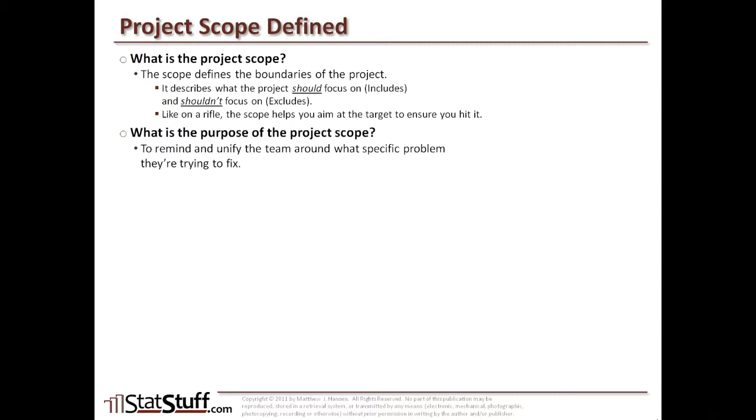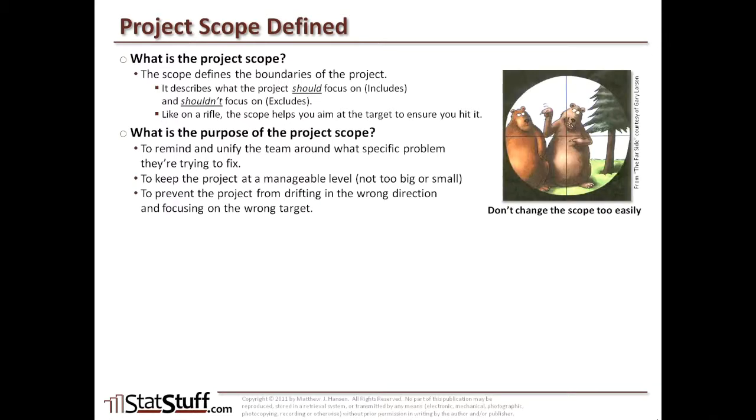So what's the purpose of the project scope? Well, one of the purposes is to remind and unify the team about what the specific problem is that they're trying to fix. It's a way to keep the project at a manageable level, that is where it's not getting too big or too small either. And it's a way to prevent the project from drifting in the wrong direction and focusing on the wrong target, because we don't want the scope to change too easily.